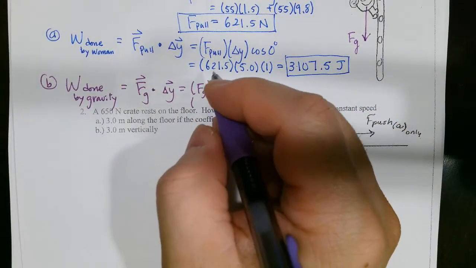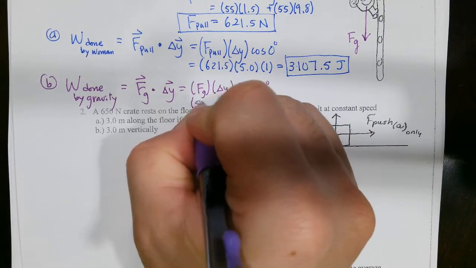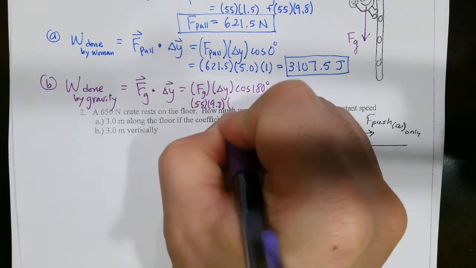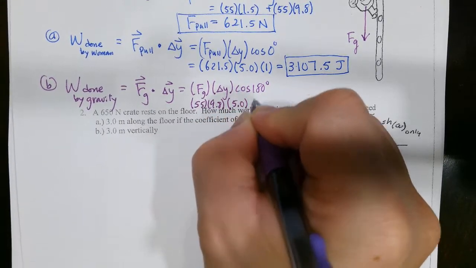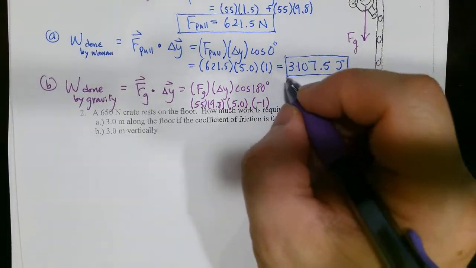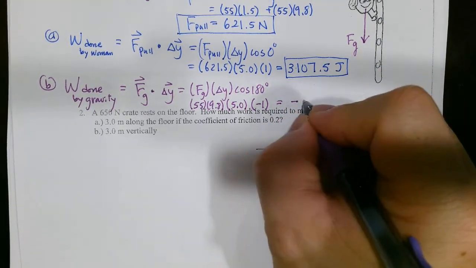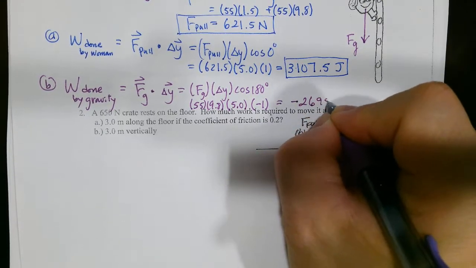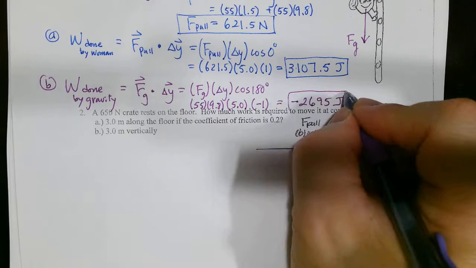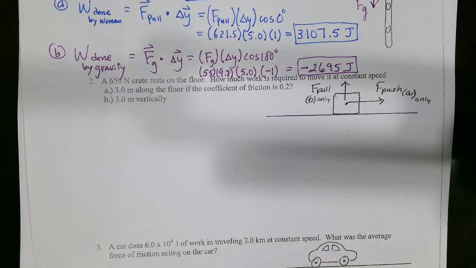Therefore, Fg, which is 55 times 9.8, times 5 times negative 1. Therefore, if you work that out, I think you'll get something like negative 2,695 joules for the work done by gravity. All right.